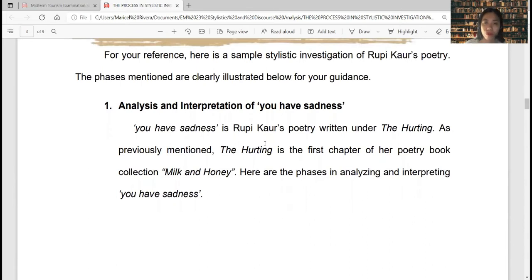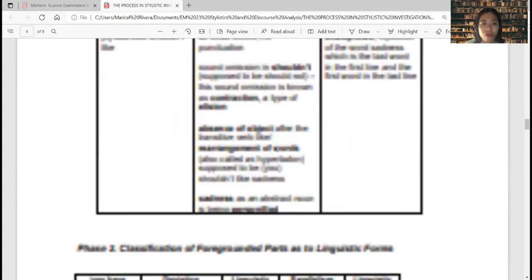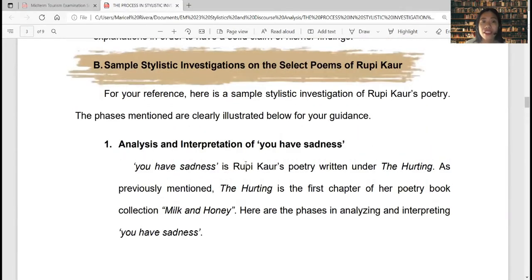So number 1, this is analysis and interpretation. This will be the title of our task: analysis and interpretation of the poem You Have Sadness. If you notice, this is a micro poem. When we say micro poem, these are really very short, which is, I believe, better for us to use, short poems, so that we won't be overwhelmed and we are going to enjoy the process, because if it's too long, it would be very overwhelming and may not be enjoyable to you.